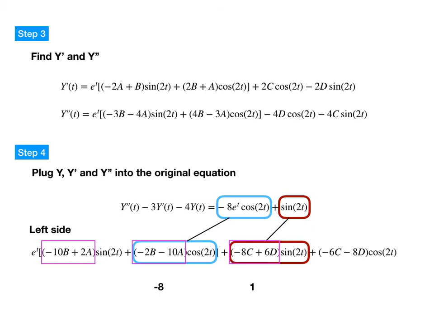And since we don't have any functions on the right side that match this sine 2t e to the t, this coefficient here has to be 0. Similarly, we don't have any cosine functions in the non-homogeneous part, so this coefficient here has to equal 0.